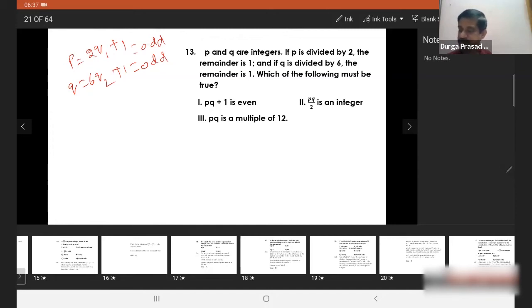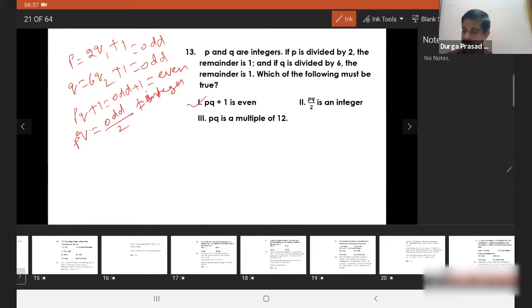PQ plus 1. PQ means odd into odd. PQ plus 1, that is odd plus 1. That is even. Right? So you got first option. Even, this is right. Second option. PQ by 2 is an integer. PQ is odd. Odd by 2 is not an integer. So this is wrong.